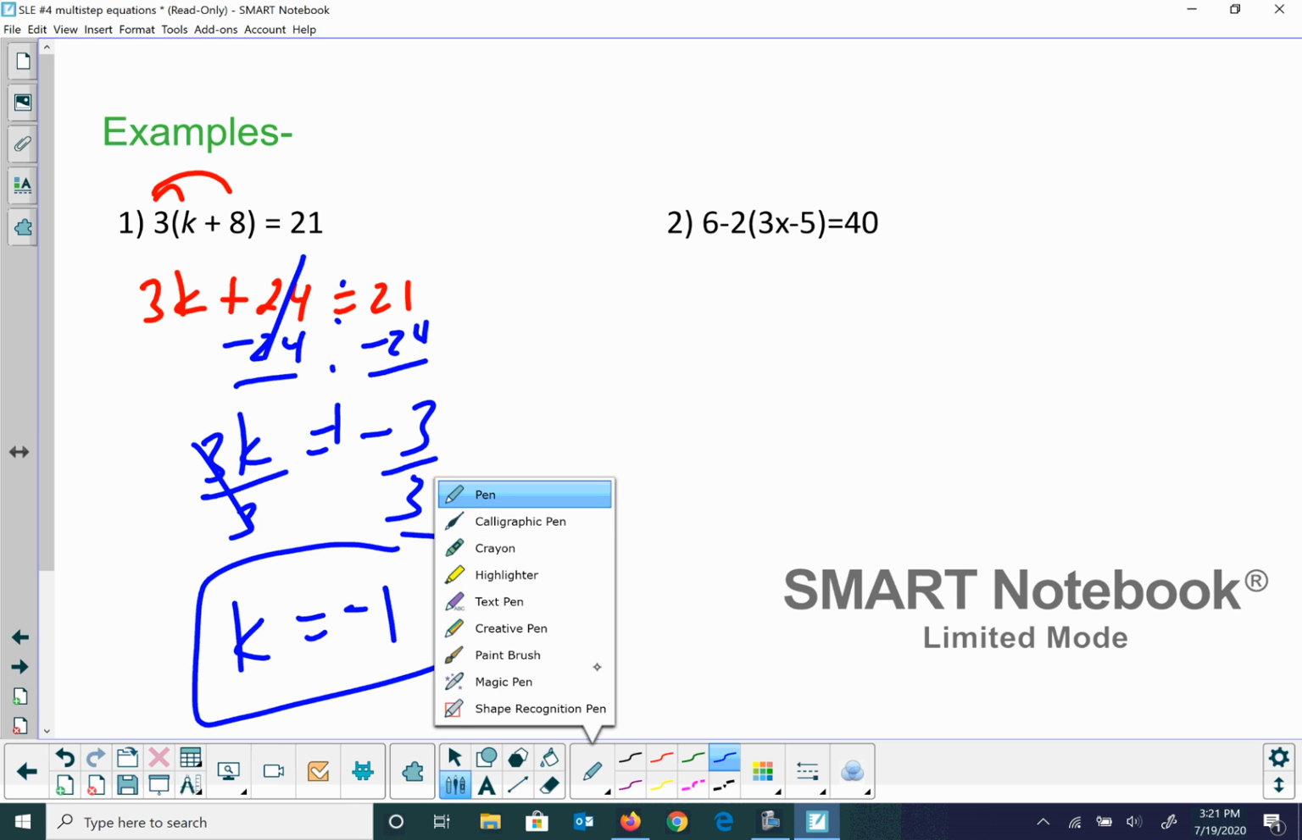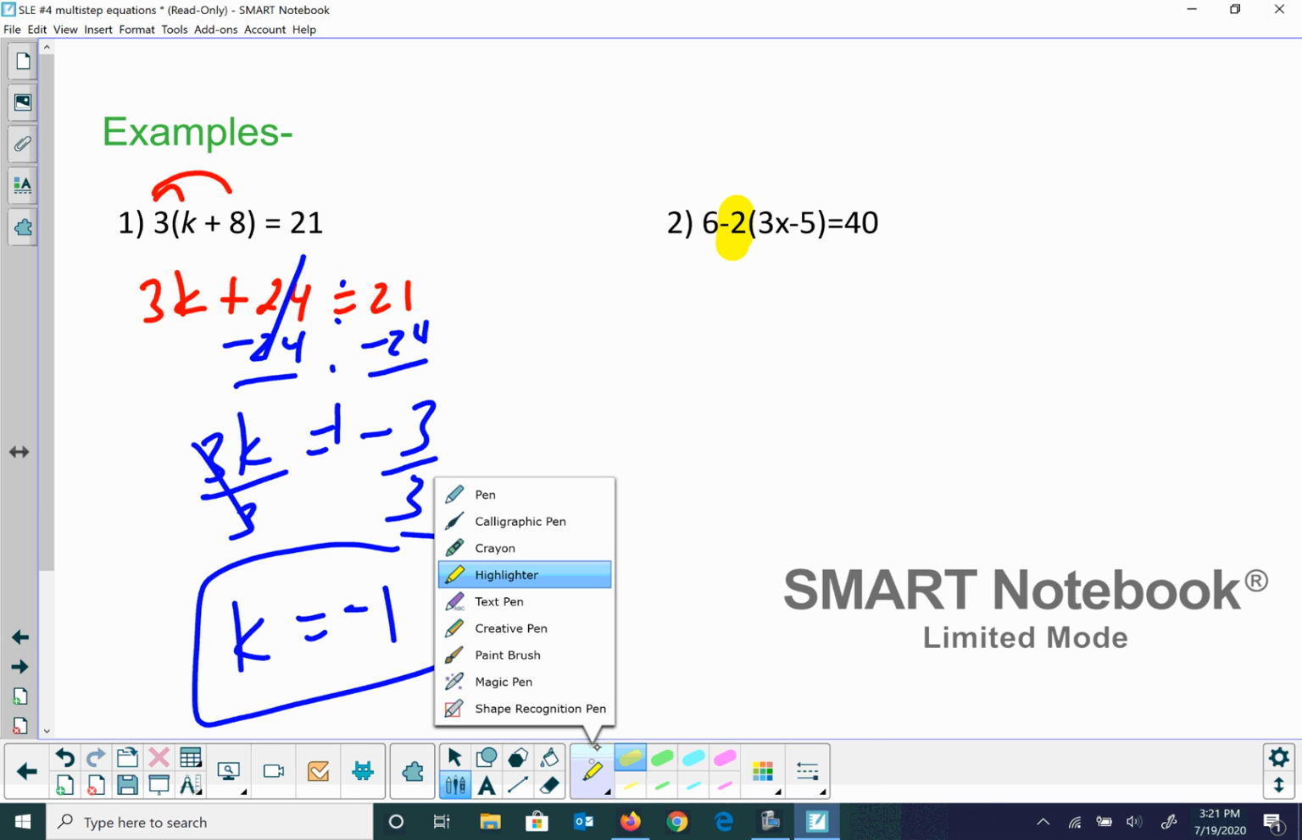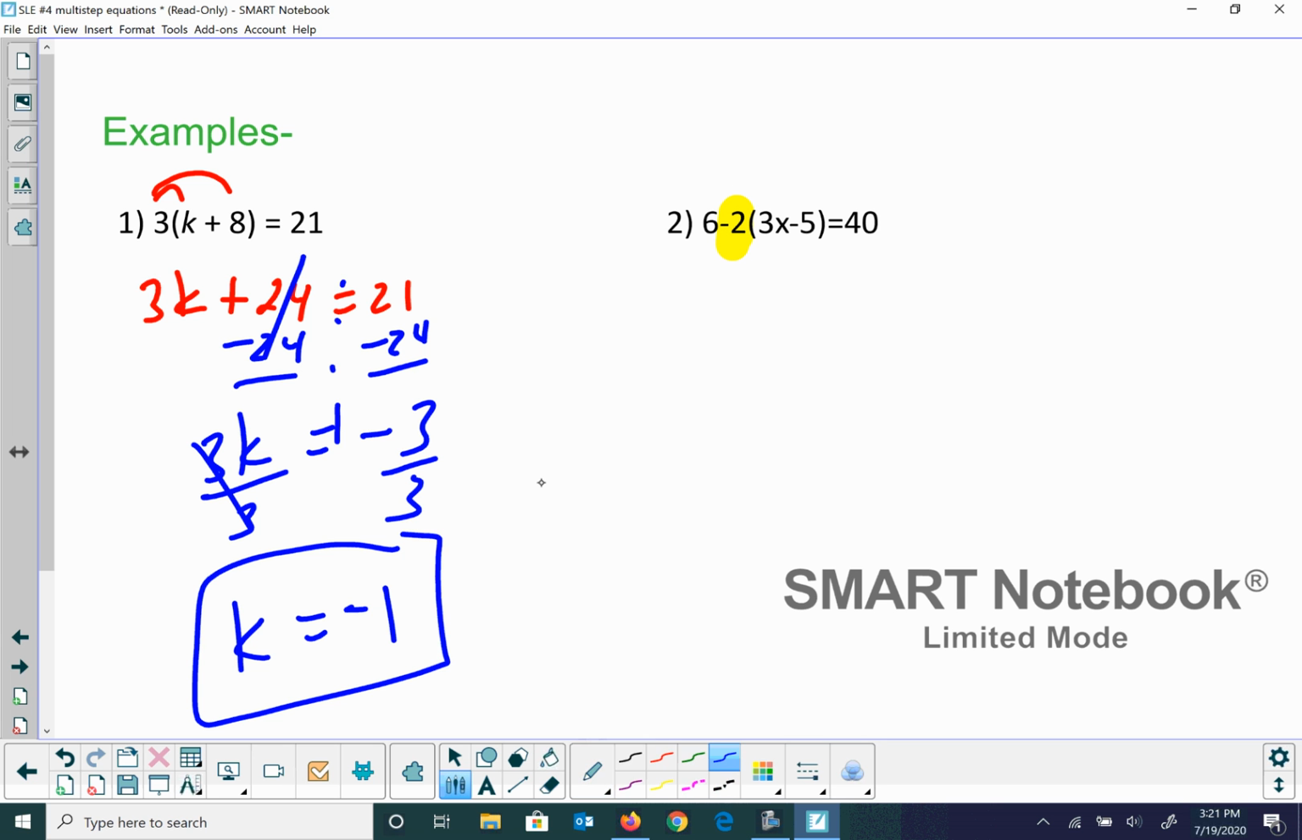Okay, here's the little trick sometimes. What do we need to make sure we distribute over the parentheses on this one? Do I distribute just the 2? No, I distribute the negative 2. Notice I didn't go 6 subtract 2 first because the order of operations wouldn't allow us to do that. So the 6 has to come down.